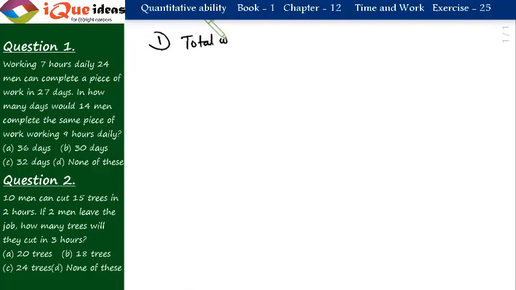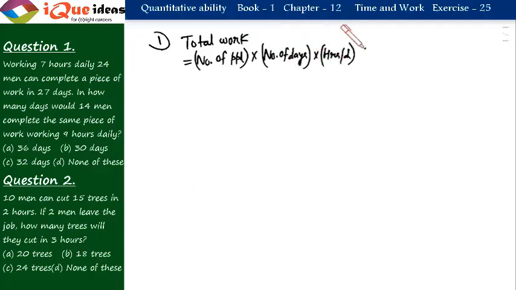Total work is equal to number of people into number of days into hours per day into efficiency, if it is given, if the efficiencies are different. Alright, we have done such questions earlier also.